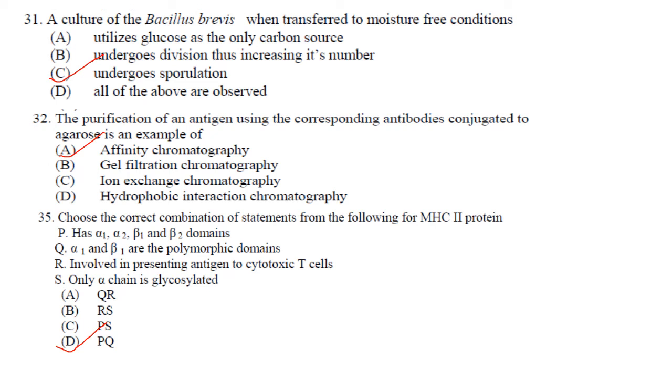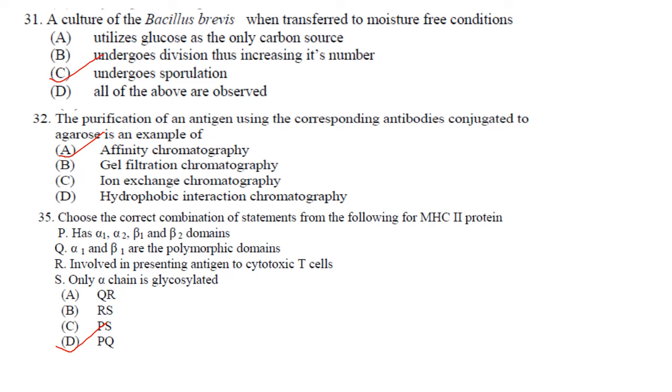Next one. The purification of an antigen using the corresponding antibodies conjugated to agarose is an example of option A. Affinity chromatography. That's correct. B. Gel filtration chromatography. C. Ion exchange chromatography. D. Hydrophobic interaction chromatography. Answer is option A. Affinity chromatography.